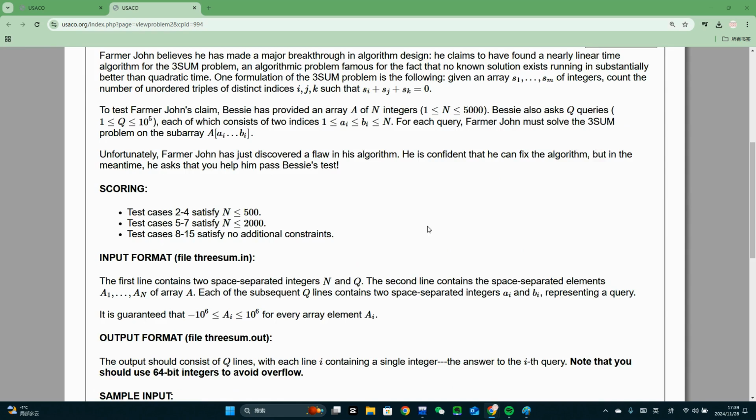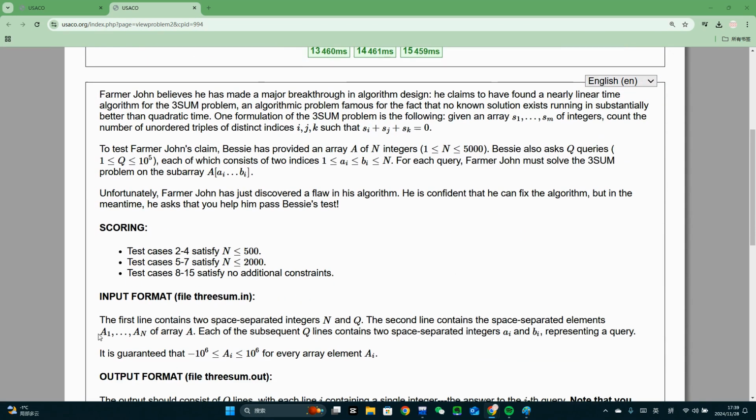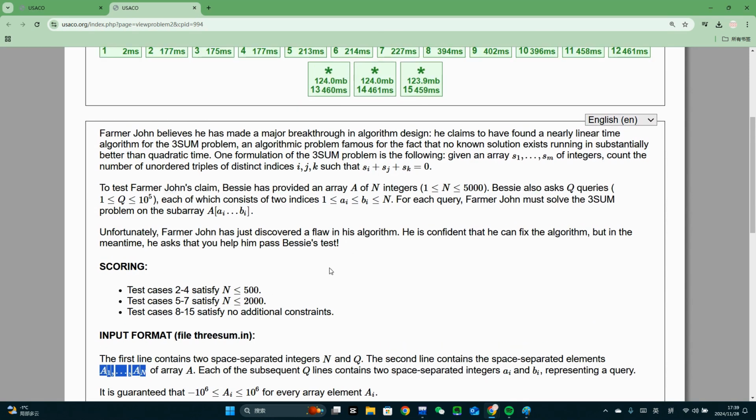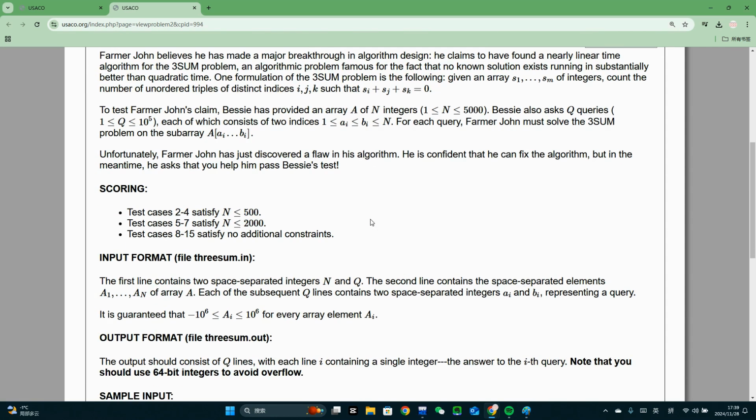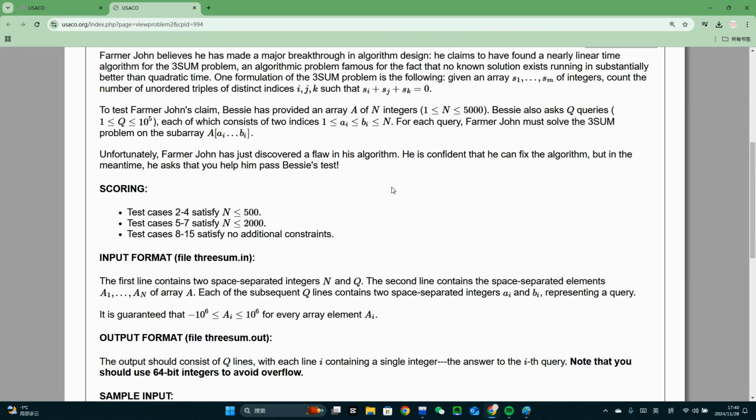Basically, what the problem is asking for is you're given an array A of at most 5,000 in size, and also Q queries. For each query you're given a_i and b_i, and for the subarray from a_i to b_i, you're trying to solve the threesome problem in that subarray. So what's the threesome problem? The threesome problem for a subarray is the number of triplets S_i, S_j, and S_k where the sum of the three values is 0.